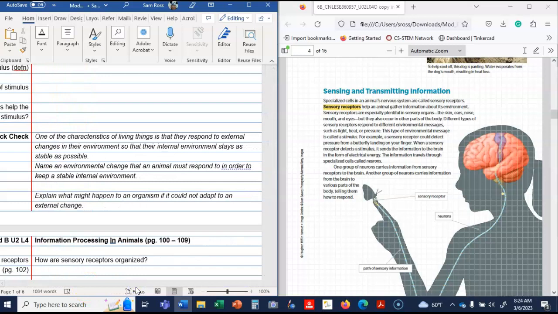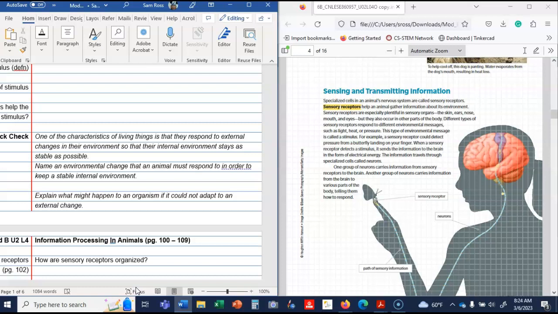Quick check: one of the characteristics of living things is that they respond to external changes in their environment so their internal environment stays as stable as possible. Name an environmental change that an animal must respond to in order to keep a stable internal environment. We just talked about one, and that's cold or heat, so outside temperature.